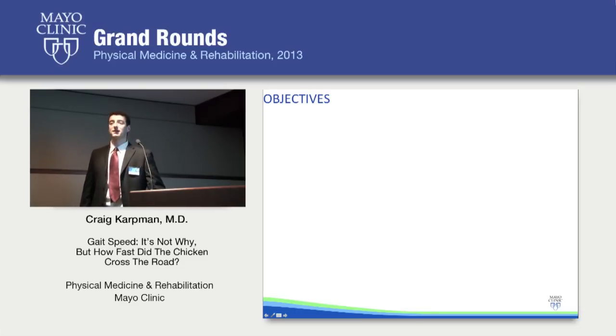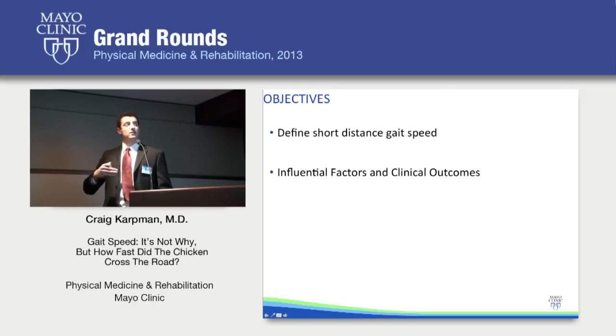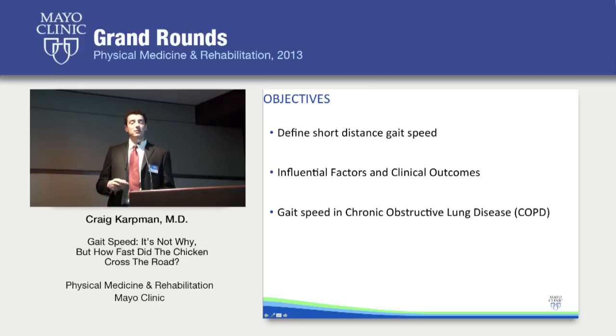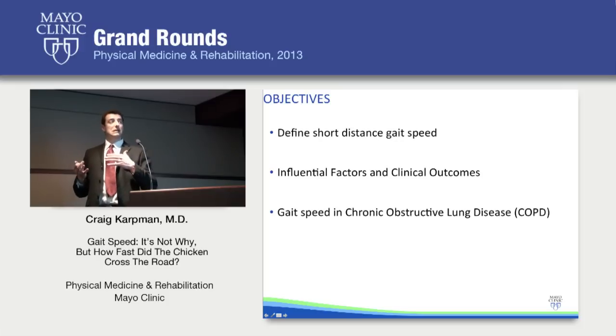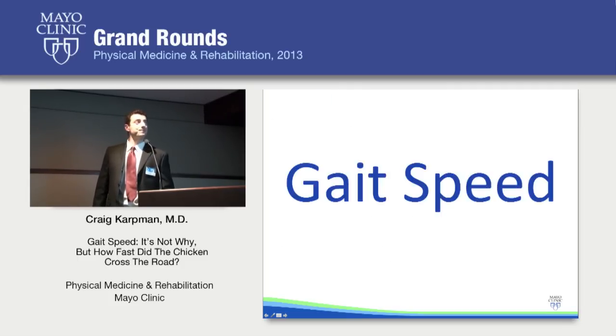and we have several objectives today. First, I just wanted to briefly define short distance gait speed, go over which factors are influential in the gait speed measure, what clinical outcomes gait speed's been associated with, tell you a bit about the study that we performed about measuring gait speed in our chronic obstructive lung disease patients, and then how we implemented gait speed measurement into the outpatient practice.